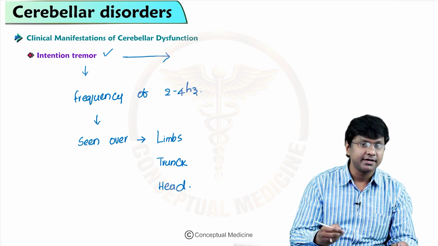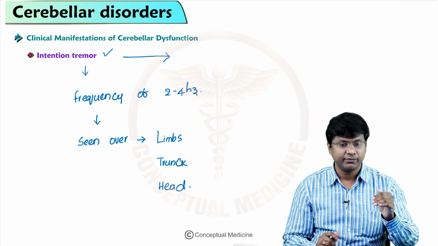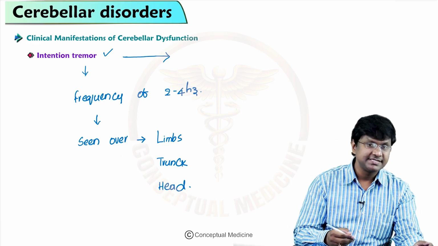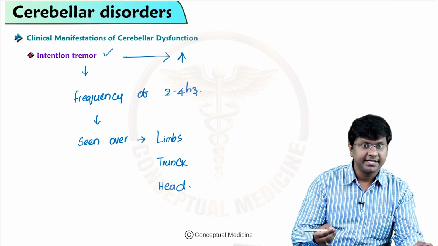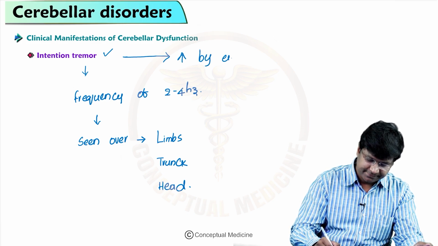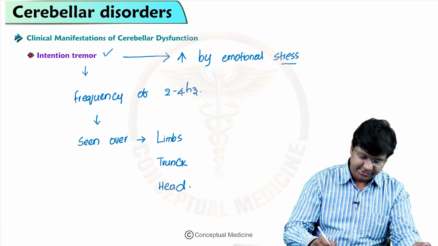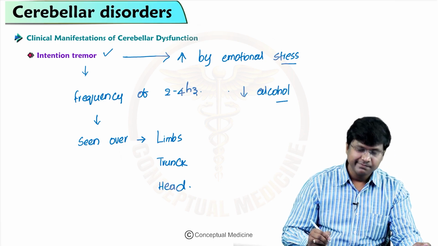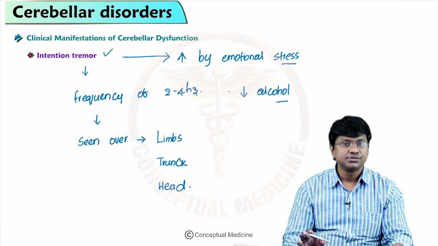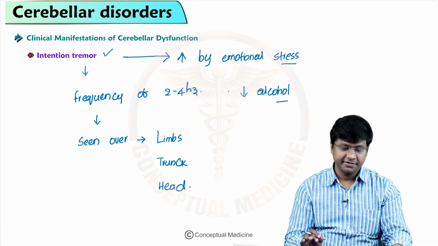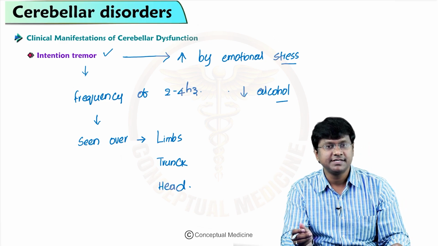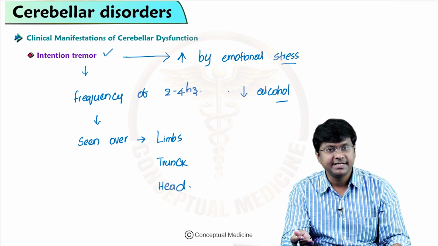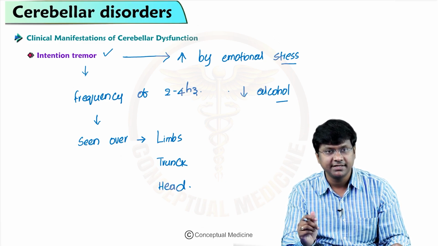And I said intentional tremors means that whenever the individual is about to do any action, the tremors appear. They are precipitated or increased by emotional stress, and they are attenuated by alcohol. So that is about the intentional tremors. They have a frequency of 2 to 4 hertz, are predominantly seen over the limbs, trunk, and head, and are enhanced by emotional stress and attenuated by alcohol.